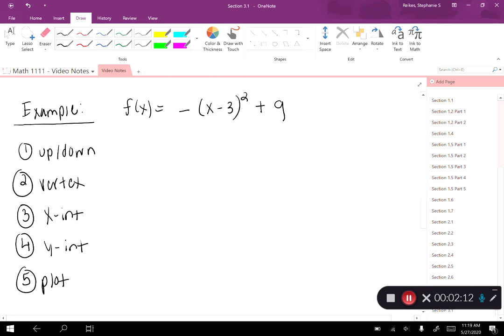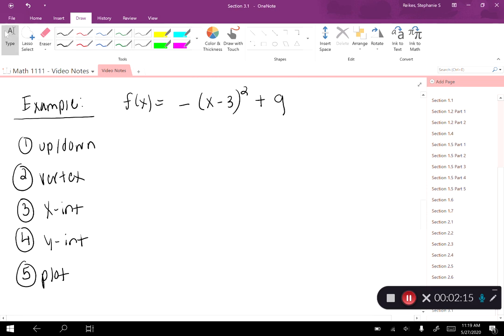Let's take a look at some examples next. If I have the function f of x equals negative (x minus 3) squared plus 9, let's find its graph. Again, my 5 steps are determine if the graph is up or down, find the vertex, find the x and y intercepts, and then we can plot and graph our parabola. Alright, so for this function, my leading coefficient, my a value, is negative 1. Since it is less than 0, that means my parabola is facing down.